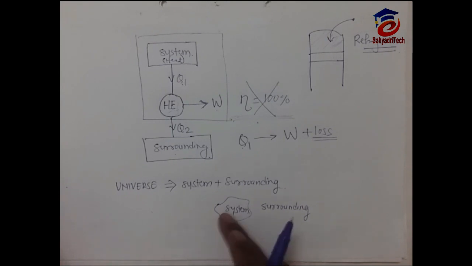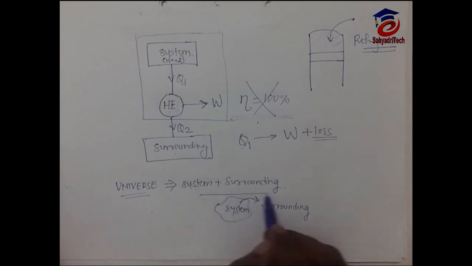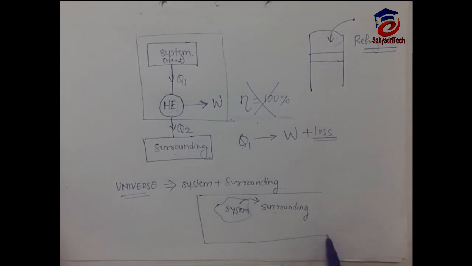System will transfer some heat to the surrounding. There is heat interaction between system and surrounding, and surrounding and system, always. Sometimes we transfer mass also. Whatever mass or matter is in the system, we can transfer to the surrounding, and from the surrounding some matter we can transfer to the system. So we can transfer mass and heat. Now what is universe here? The system plus surrounding is nothing but our universe. So here we can show the universe. So this is our universe.